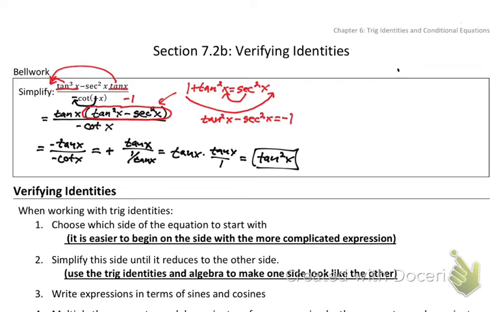Yeah, Dylan. I did simplifying it earlier, but I got negative sine x over negative cosine x times negative sine x, negative cosine x. Yeah.